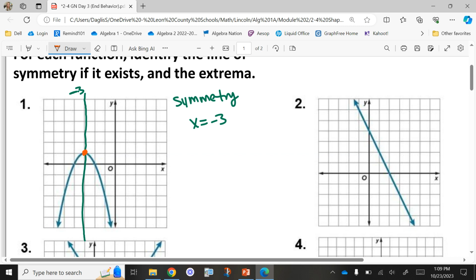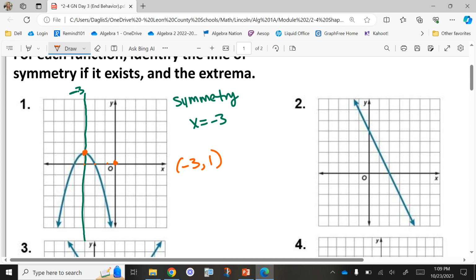And what's the y? So we know the x is -3. What's the y value? Almost. Guys, stop guessing. From the origin, we moved backwards 1, 2, 3. That's where x is -3, right? And then you went up 1. Okay, so we have an extrema at the point where x is -3 and y is +1.